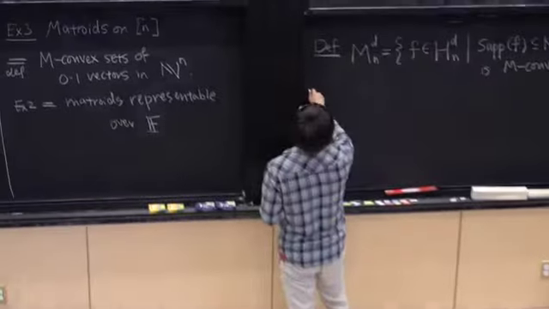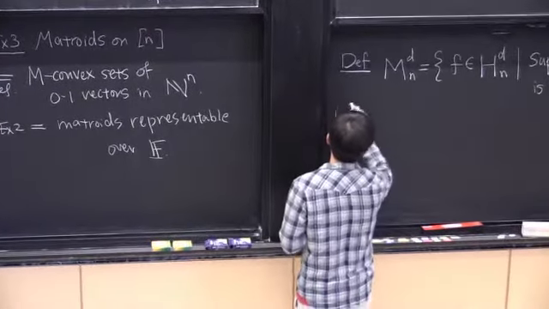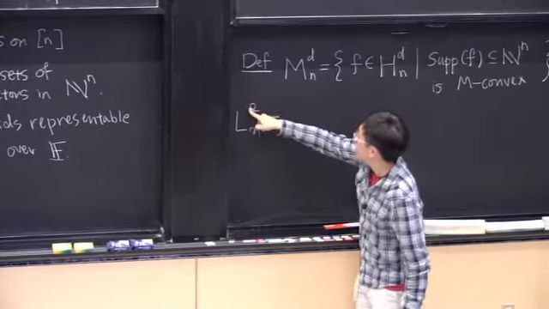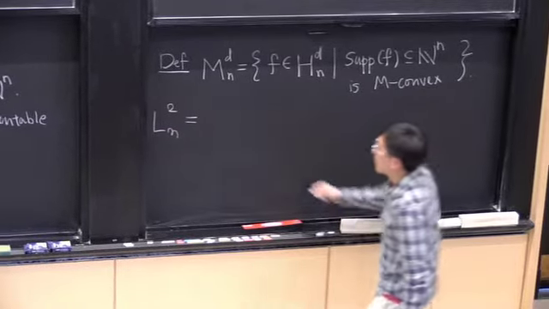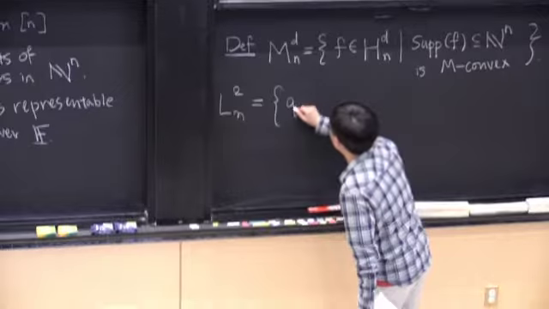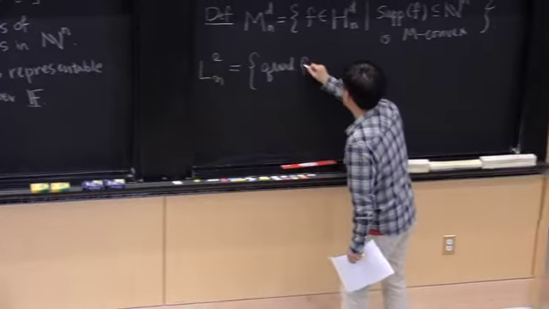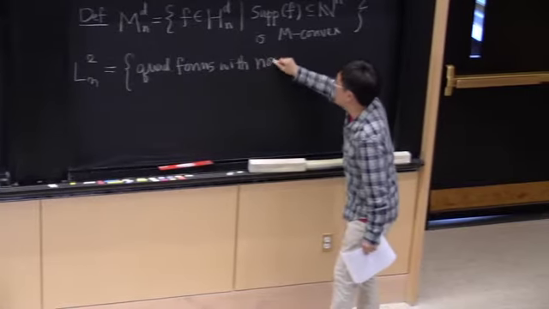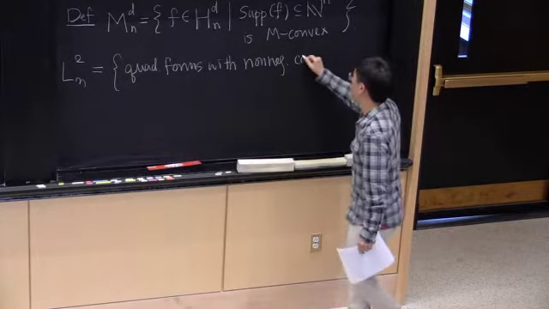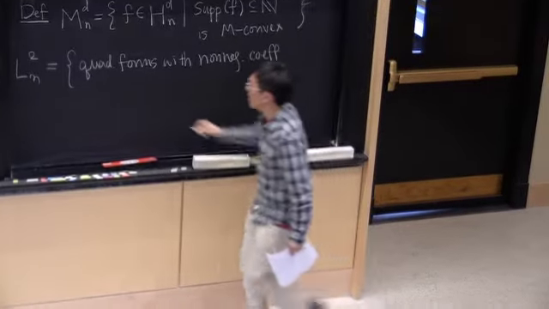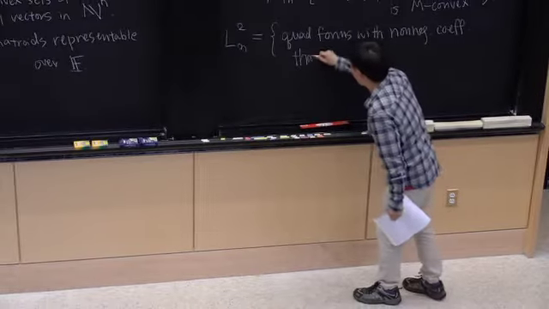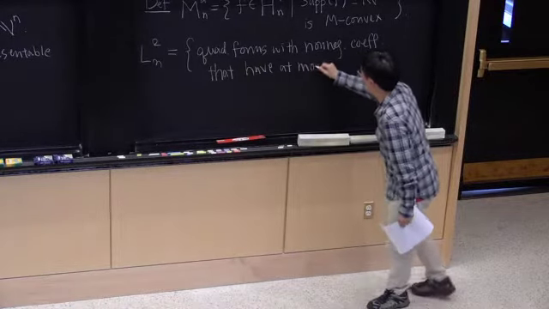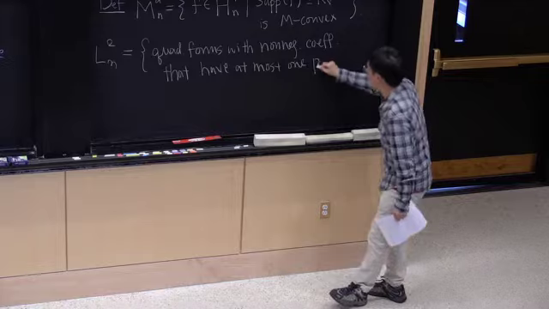And similar to before, I'm going to start defining things for the quadratic case. So L^2_n will be the space of quadratic forms with non-negative coefficients that have at most one positive eigenvalue.